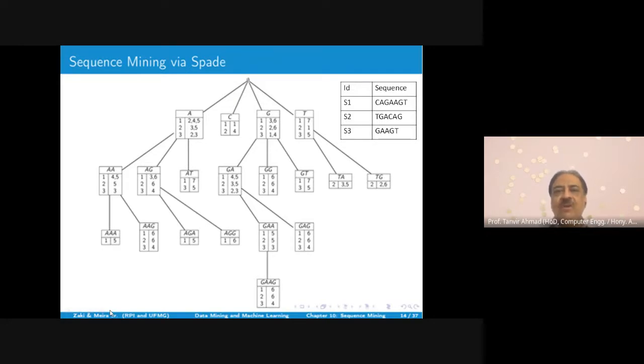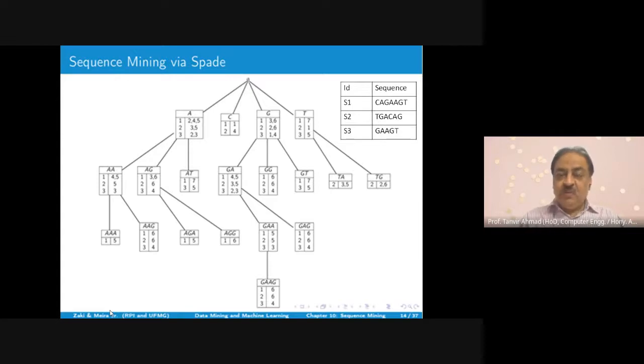Similarly, I will do it for the others, C, G, and T, and you know that there are only 4 symbols, C, A, G, T. Therefore, I maintain the thing over there. Now, you must remember that I have used the minimum support equal to 3. A occurs in all the 3 transactions, G occurs in all the 3 transactions, and T occurs in all the 3 transactions. But C only occurs in 2 transactions.